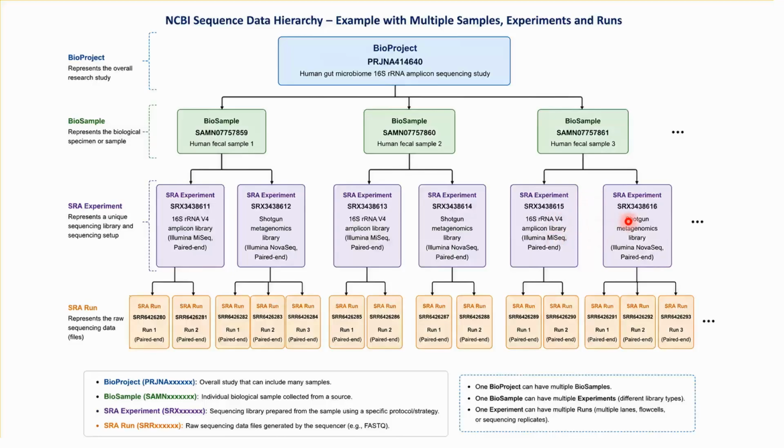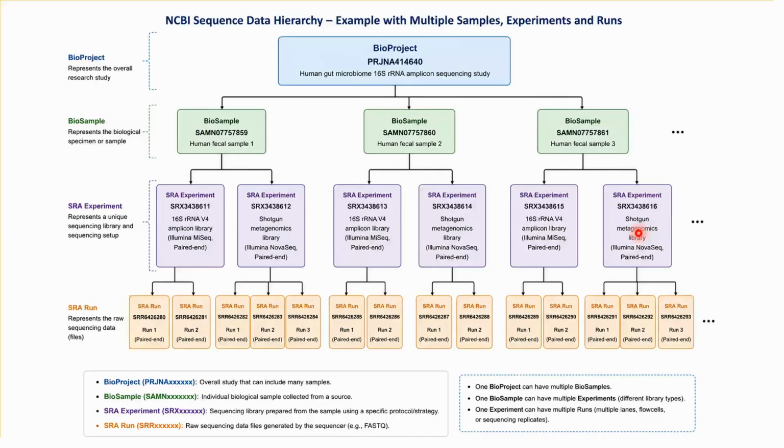Why multiple experiments? Because the same biological sample can be used to prepare different sequencing libraries. For instance, one library may be a 16S rRNA V4 amplicon library, as we can see here, while another may be a shotgun metagenomics library. Each unique sequencing library and sequencing setup receives a separate experiment accession.